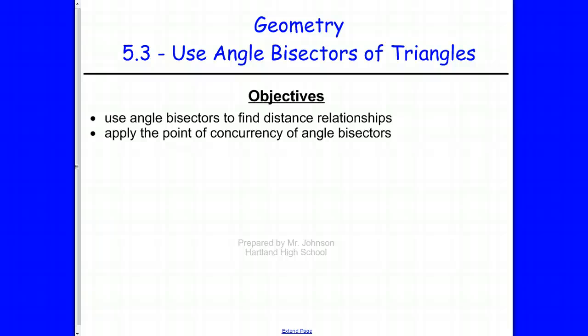Hello everybody, this is the notes for geometry. This is section 5.3. What we've been talking about so far for chapter 5 is just different types of things that happen inside of triangles and different properties.